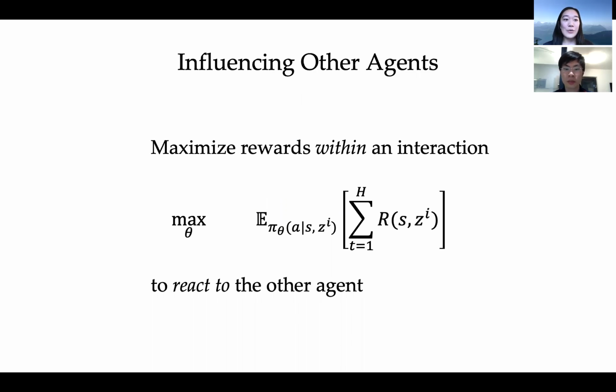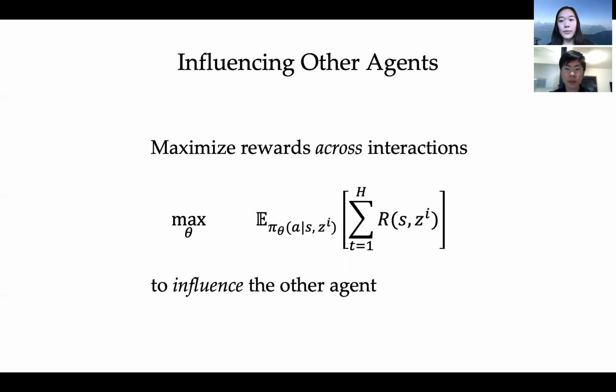So let's go back to our original objective. Earlier we said that the ego agent is optimizing this RL objective to react to the other agent. Instead of simply reacting, what we actually want is to learn a policy that can influence the other agent's strategy. We recognize that this influential behavior can be learned by maximizing the long-term rewards across interactions. So what we do here is sum the rewards across multiple interactions, and this objective will essentially motivate the ego agent to take actions that lead to more desirable long-term future strategies in the other agent.